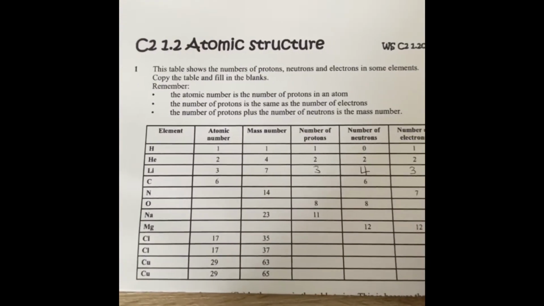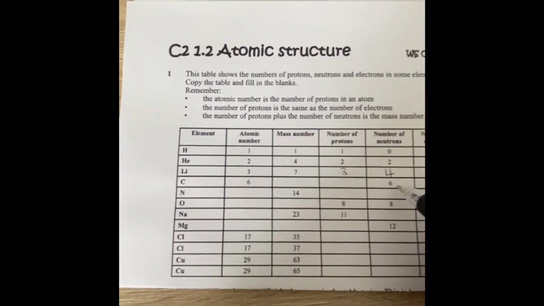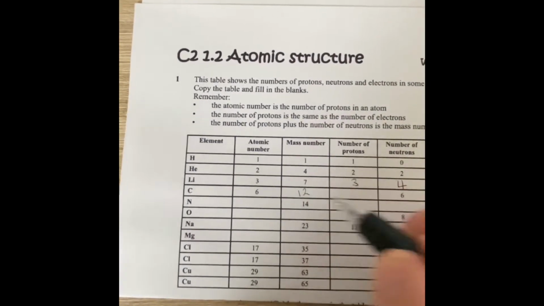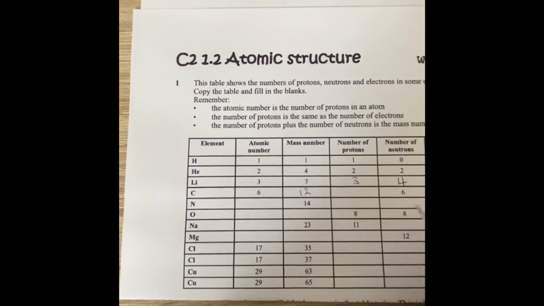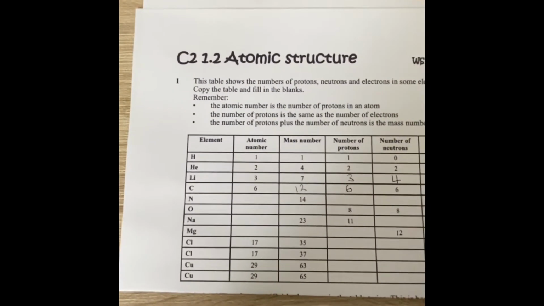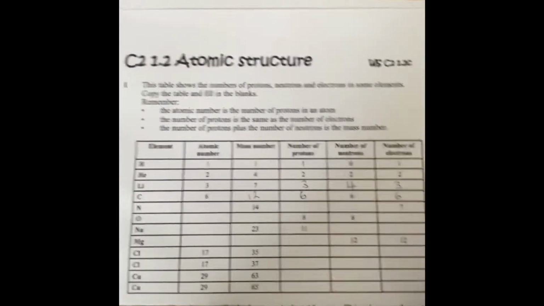Okay, so the next one, we have the mass number. If we know neutrons is 6, we have to add them together, which means that's 12. Protons is going to be 6, because that's how many is the atomic number, and the electrons will be the same as that as well.